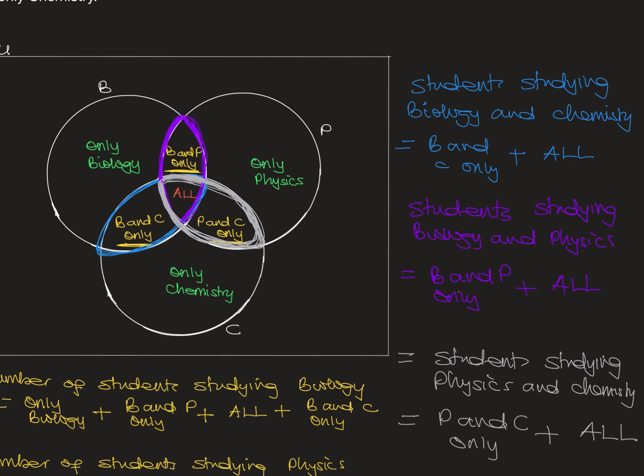But if I say only chemistry, that is easy to identify. That will be only this divided by the total number of students in the school. That is how you deal with probability. All right?